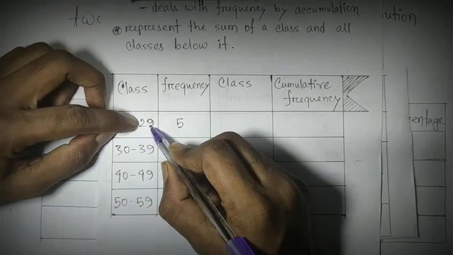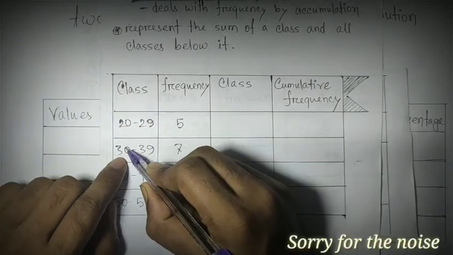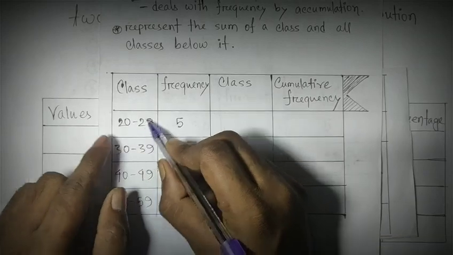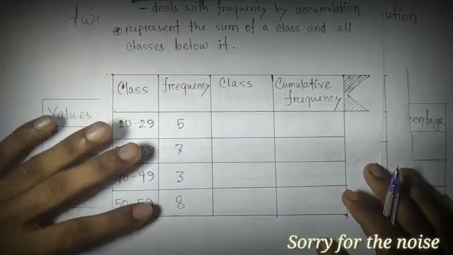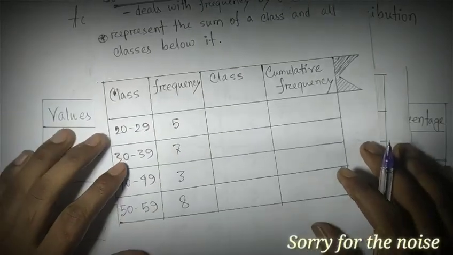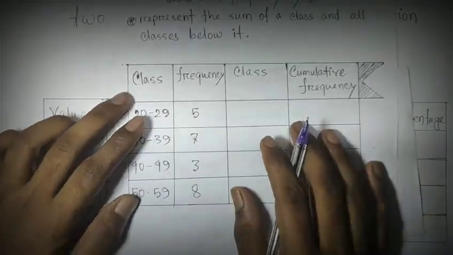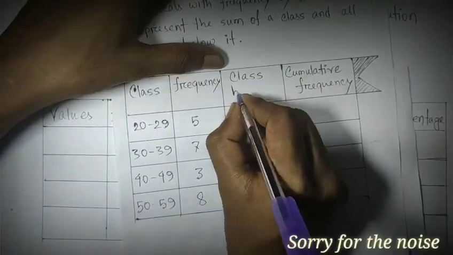If we add 0.5 to 29 and subtract 0.5 from 30, then these will be equal. This procedure is done for all the groups or classes. So these are called class boundaries.